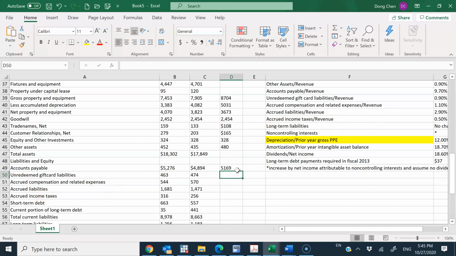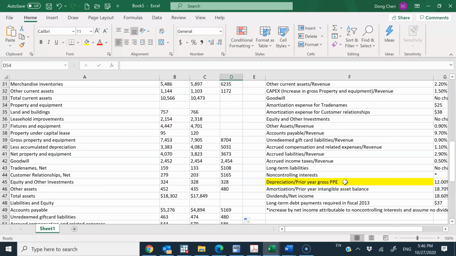Yeah, all these items can be automatically calculated because they are a fraction of the sales. And then short-term debt. You can see that there's no such information available on the assumption table.